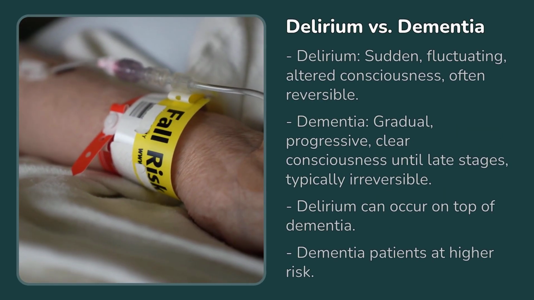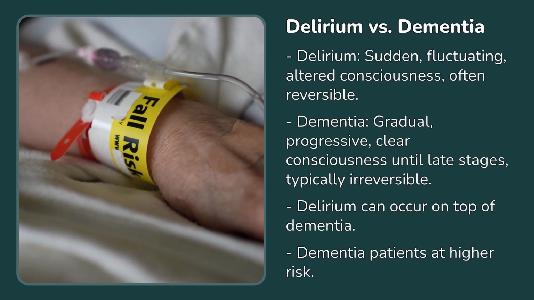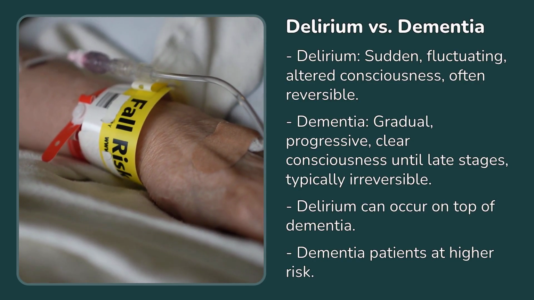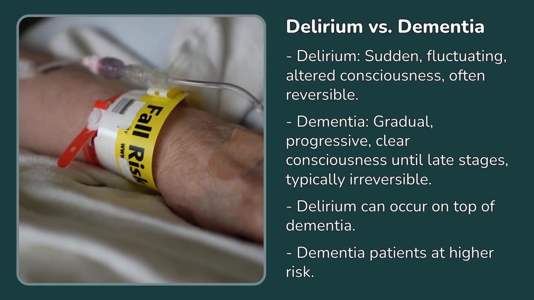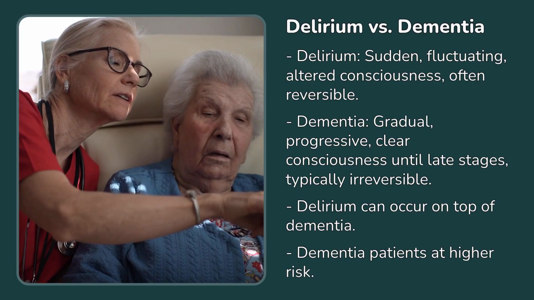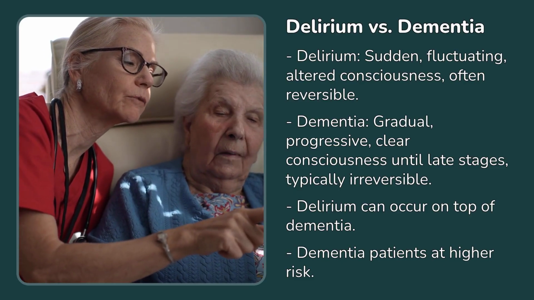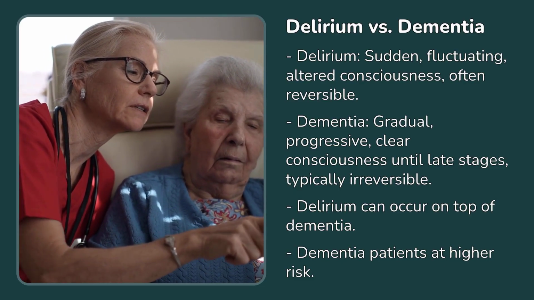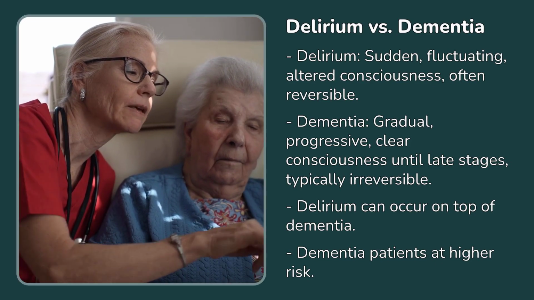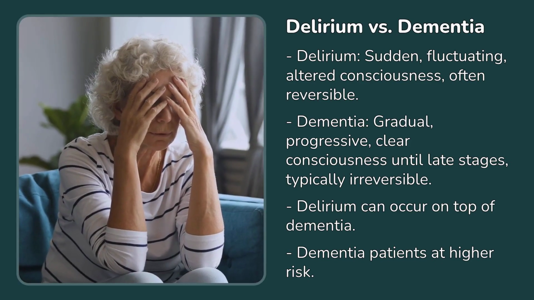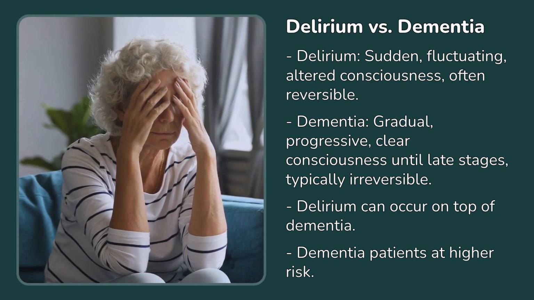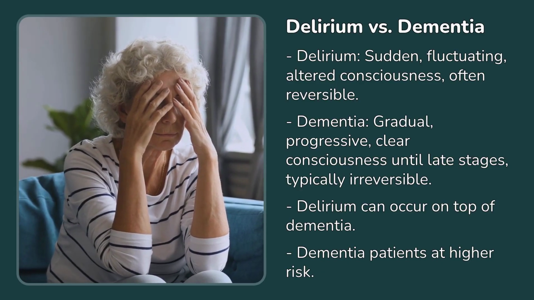NCLEX loves this comparison. Delirium, sudden, fluctuating, altered consciousness, often reversible. Dementia, gradual, progressive, clear consciousness until late, typically irreversible. Delirium can occur on top of dementia. Patients with dementia are at higher risk for superimposed delirium.